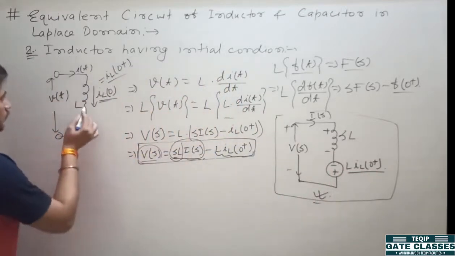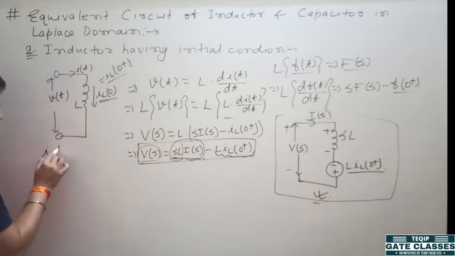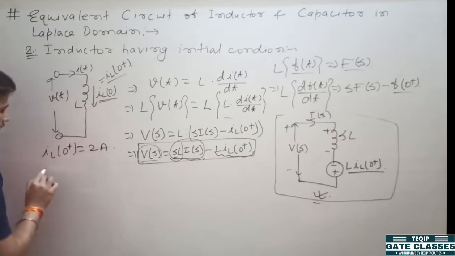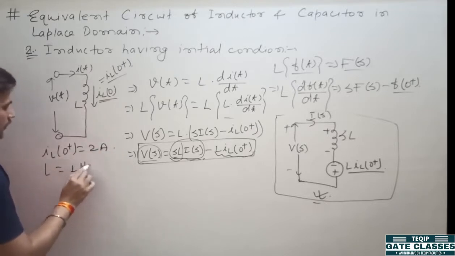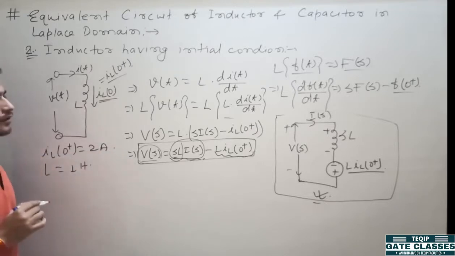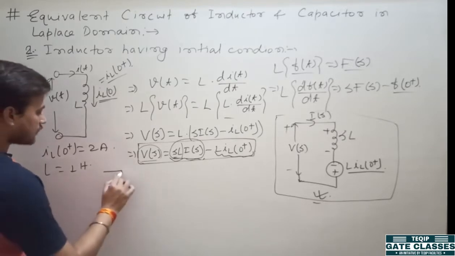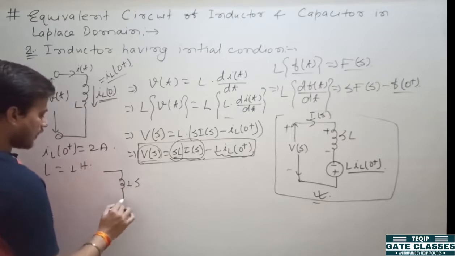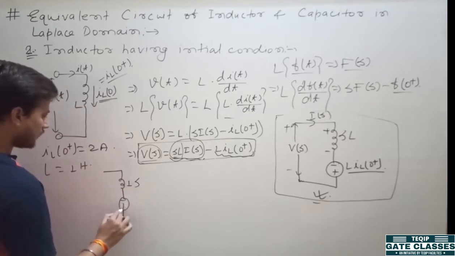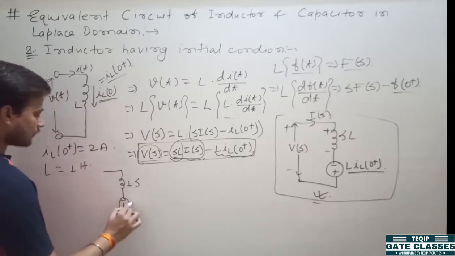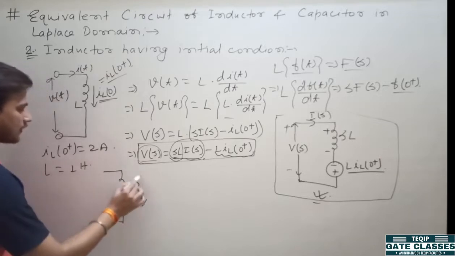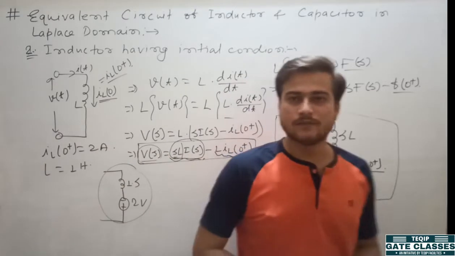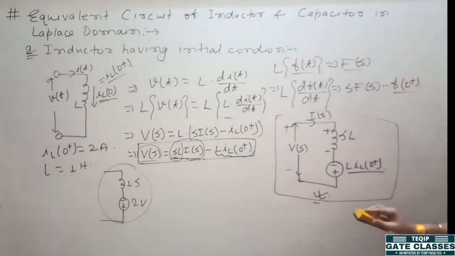Suppose somebody gives you the value of IL 0 plus equal to 2 ampere, and L is equal to 1 Henry. Clear? So how will you write? Here it will be 1 into S, and here it will be minus plus 1 into 2, that means 2 volt. You will have to represent the circuit like this. So this is about the inductor.